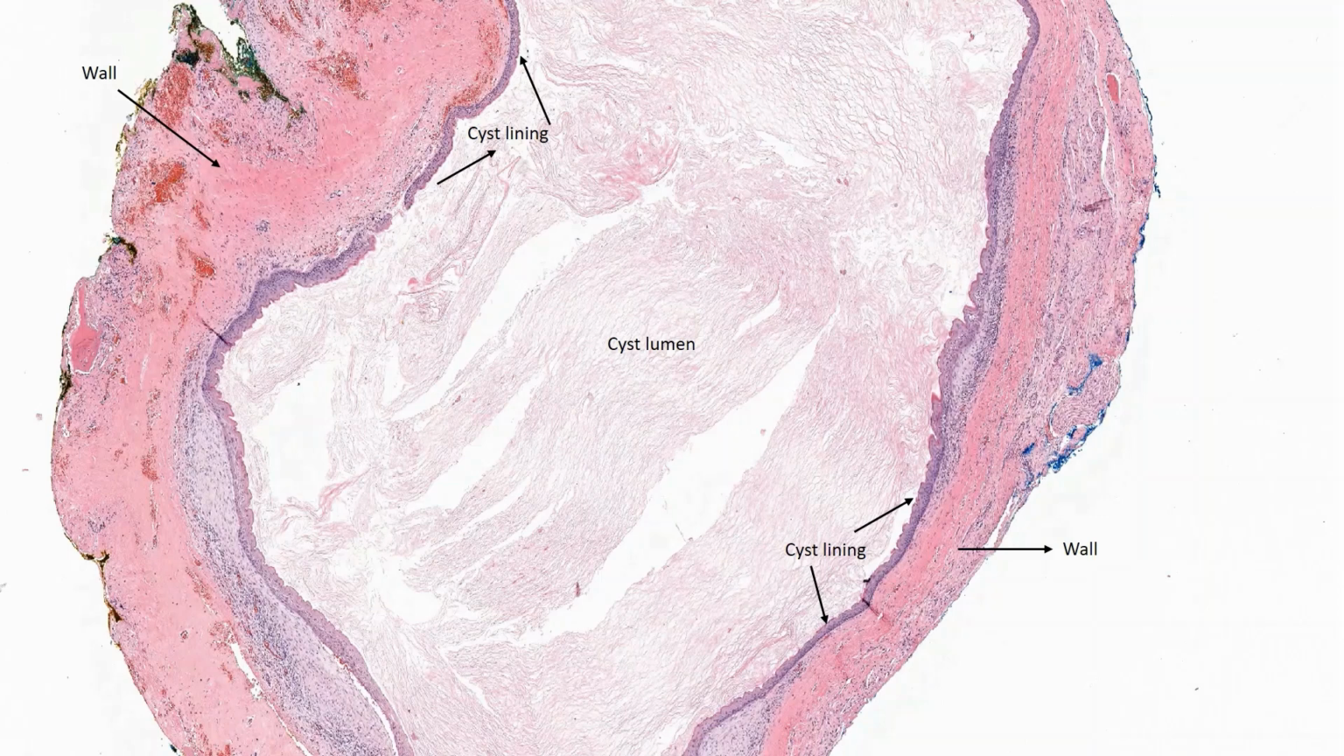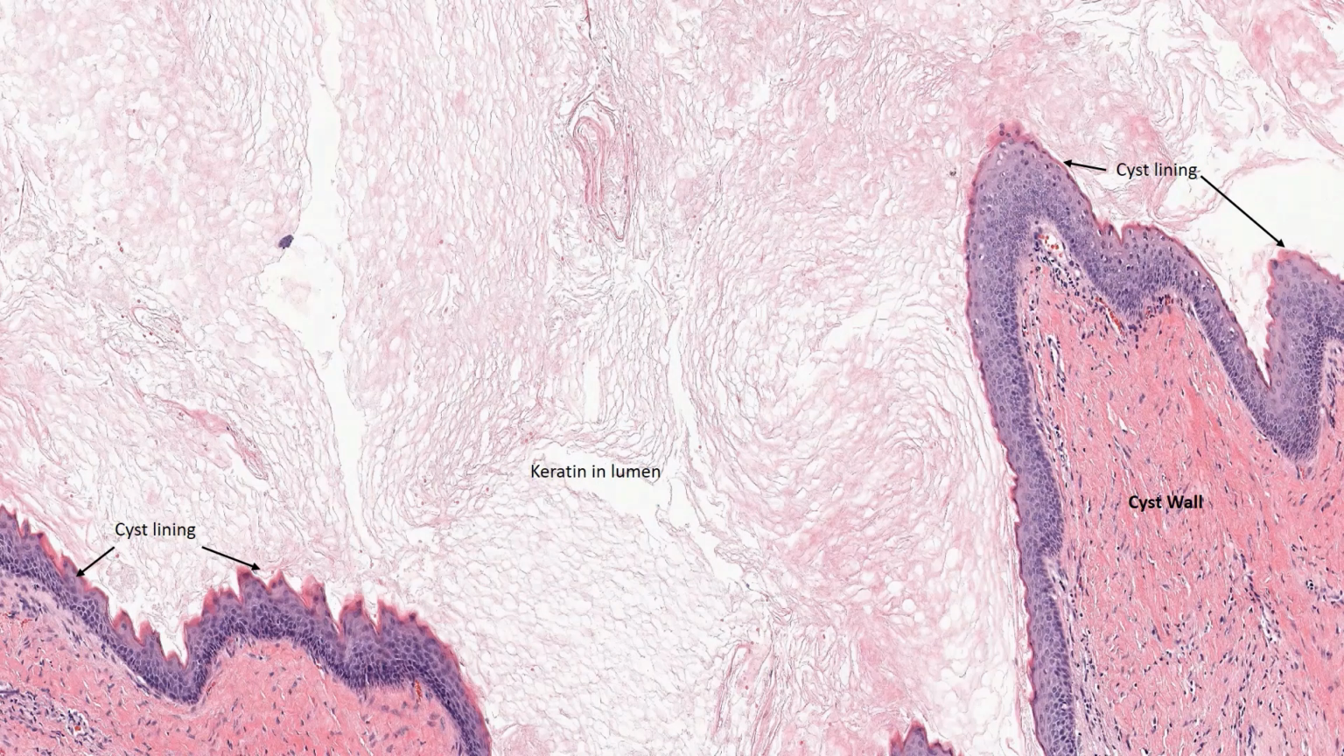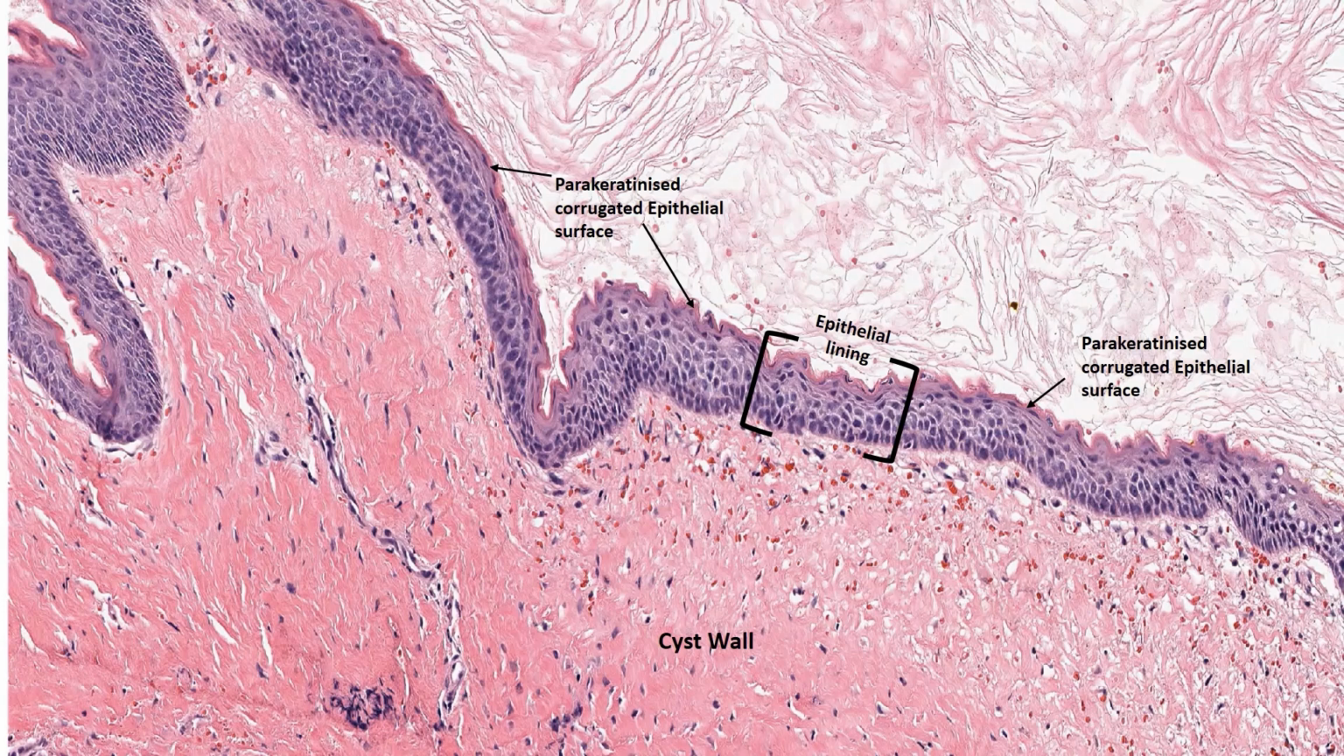When we have a closer look, the cyst lumen appears to be filled with this pink material, and there's an obvious epithelial lining surrounding this, and you can see there's a cyst wall which has got focal aggregates of inflammatory cells within it. If we zoom in even more, we can see that the lumen actually contains quite a lot of desquamated keratin. So these are just fragments of keratin, and the epithelial lining shows quite a prominent parakeratin surface. You can see that nuclei are still retained in the surface layer. And this epithelial lining was also irregular and appears to have a corrugated surface.